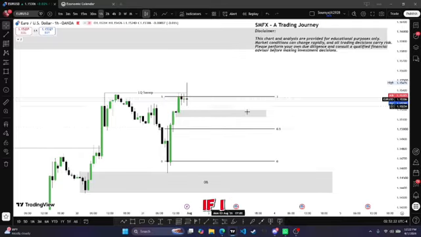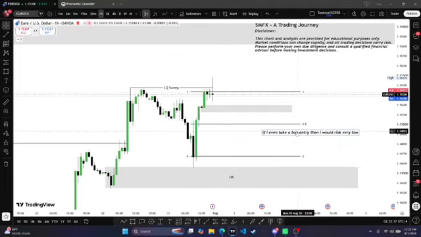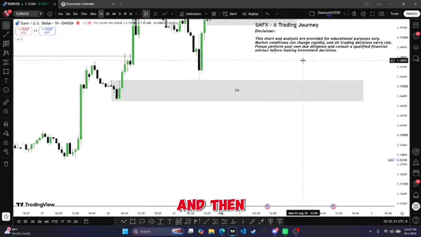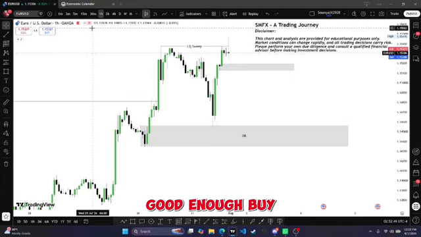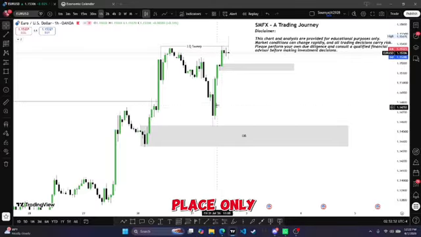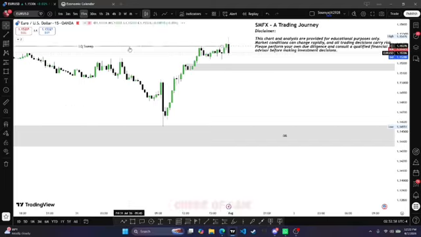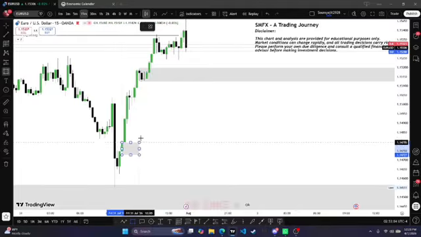But I would like to say, if I even take a buy entry over here, then I would risk very low. And then for an absolutely perfect or good enough buy entry, I would like to say you can take it around this place only. I would not recommend taking it over there on the first order block. On 15 minutes, we have a good order block over here. So I would absolutely like to take a buy trade over here.